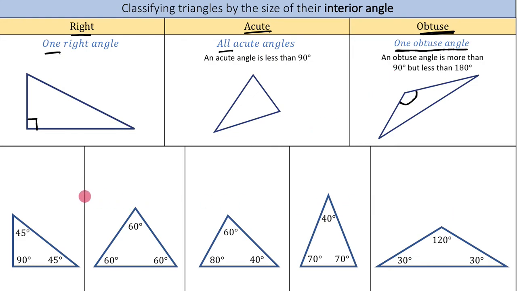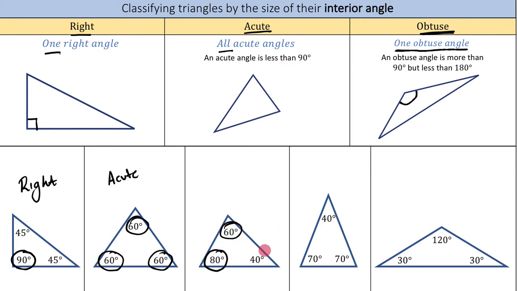So let's come down here and see if we can identify these. Immediately you can see that I have 90 degrees right there, which means this is going to be a right angle triangle. We come over here and you see we've got 60, 60, 60. All of those are less than 90. All are acute angles, so it's an acute triangle. We come over here, we have 80, 60, and 40. All of these are less than 90 degrees. They're all acute, so therefore this is an acute triangle. We come over here, this is 40, this is 70, and this is 70. Again, all less than 90 degrees, so we call this acute.